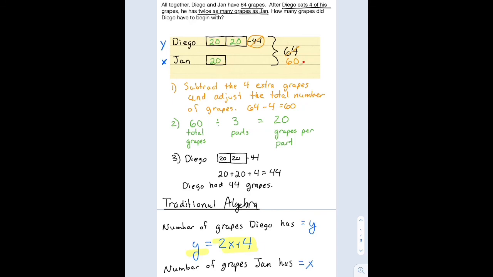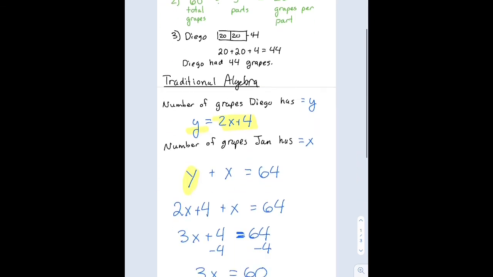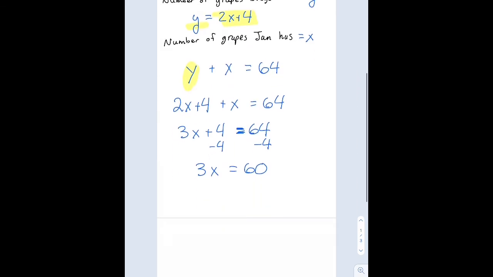parts, or 3x, equals 60. Now we want to find the value of one part, so 60 divided by 3. If we come down to our algebra, to isolate the variable to get x alone on one side, I have to divide both sides by 3. And I end up with x equals 20, just like I found that one box had the value of 20.